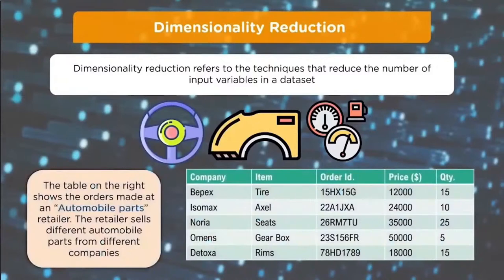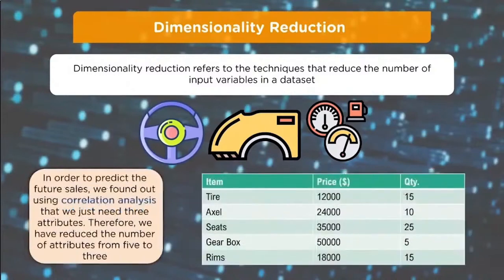The table on the right shows the orders made at an automobile parts retailer. The retailer sells different automobile parts from different companies. And you can see we have the company, BPAX, Isomax, and they have the item, the tire, the axle, an order ID, a part number, and a quantity. In order to predict the future sales, we find out using correlation analysis that we just need 3 attributes. Therefore, we have reduced the number of attributes from 5 to 3.